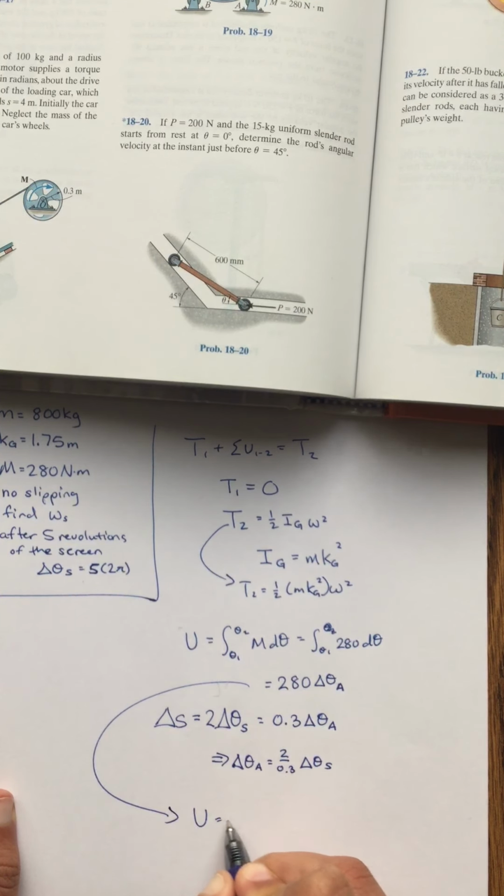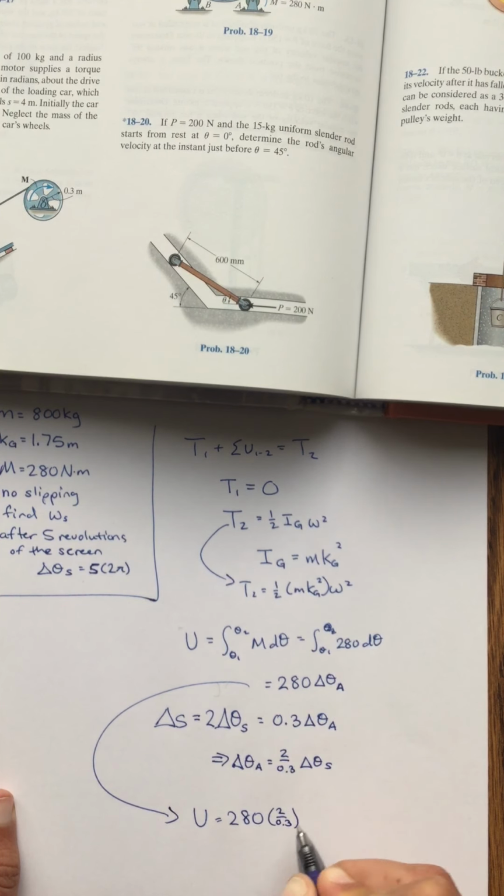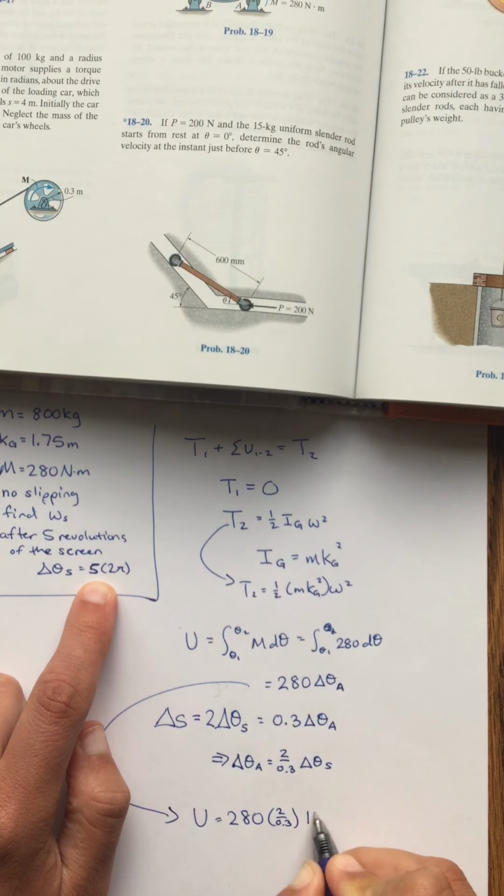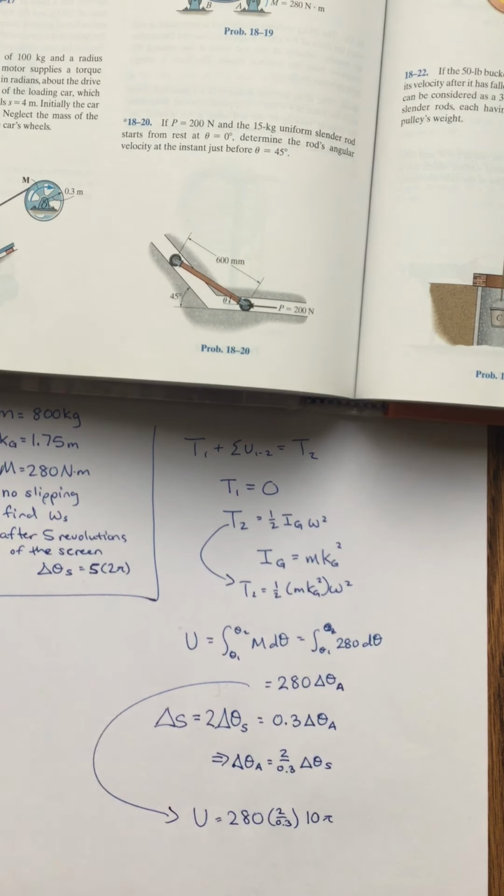So I have the work done is equal to 280 times 2 divided by 0.3, and then the change in angular position for the screen is 5 times 2 times pi. Let's call that 10 pi.